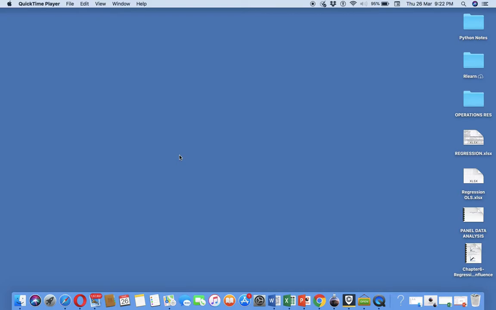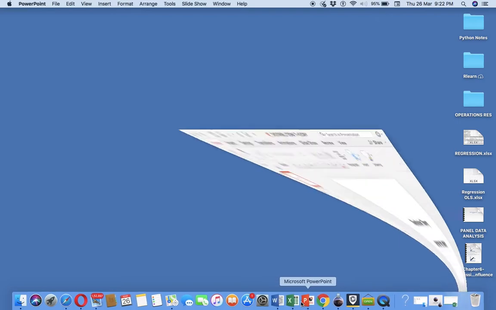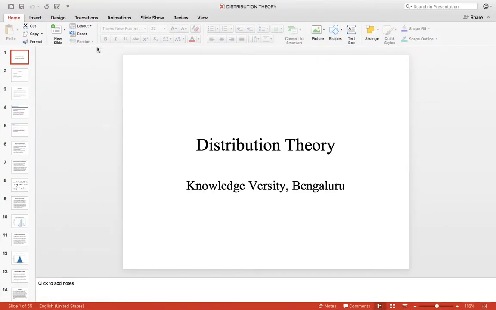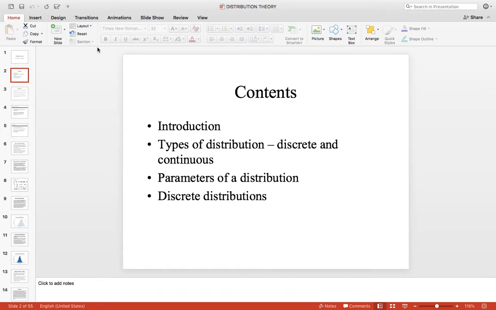I'm now going to discuss the distributions, basically under the broad heading of distribution theory. In this presentation, I will first give an introduction about distributions, then get into the various types of distributions. Principally, there are two types: the discrete distribution, that deals with just discrete data, and continuous distributions, distributions that deal with continuous data.